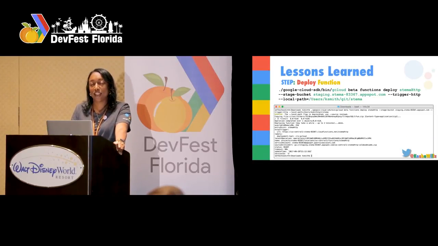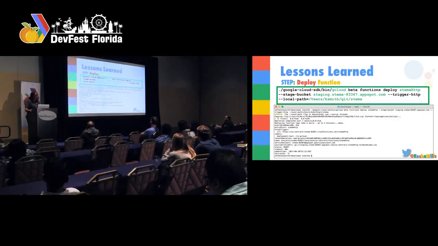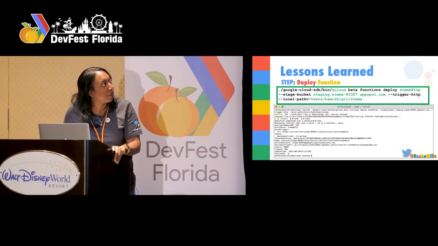My next lesson learned. I have a lot of lessons. This was when I was deploying the function. That's the command that you use to deploy your function to the cloud, and I learned so many lessons. The first lesson: whenever you run this command, it's looking for a file called index.js or function.js. So make sure you name your file either one of those names. Then you see in the green, we're running the gcloud command, beta functions deploy. Now look at stemma HTTP. That's the name of the function in the file, in my source code. So make sure you know that and you use the name of the function.